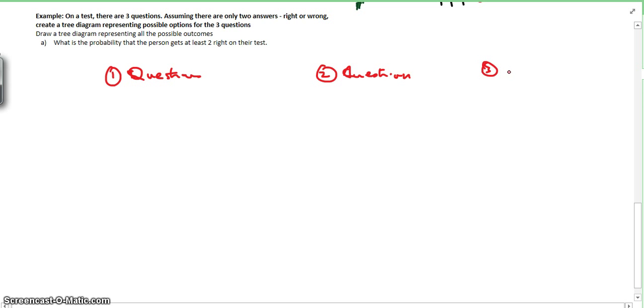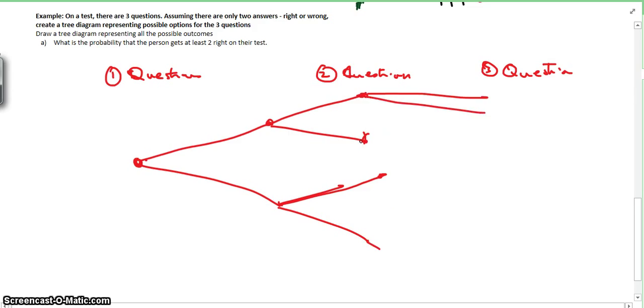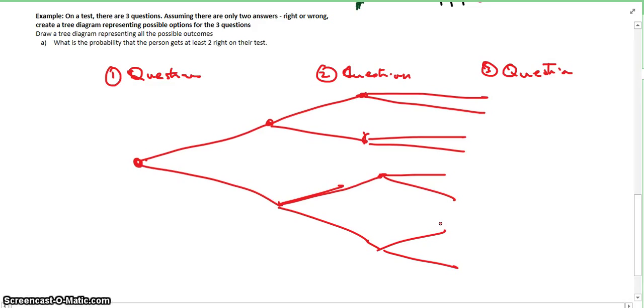and your third question. Make sure that you start off as nodes. You can get that right or wrong, right, wrong, right, wrong, and from there you move on. So this one, you could get either right or wrong. You get this one right, wrong, right, wrong, right, wrong. So from there you should be able to come up with a sample space and also answer the question that was presented to you.